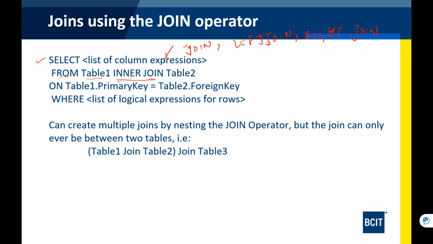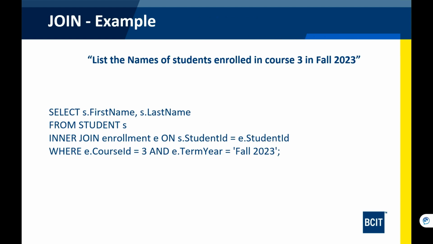So another clause we are using here is ON, where we refer to table 1 and its primary key equal to table 2, and this primary key should be in table 2 as a foreign key, which means both of them need to be linked together. Once we have retrieved information, in case we have applied any condition here, we use a WHERE clause. This is how we can use a join operator. Now let's look at an example.